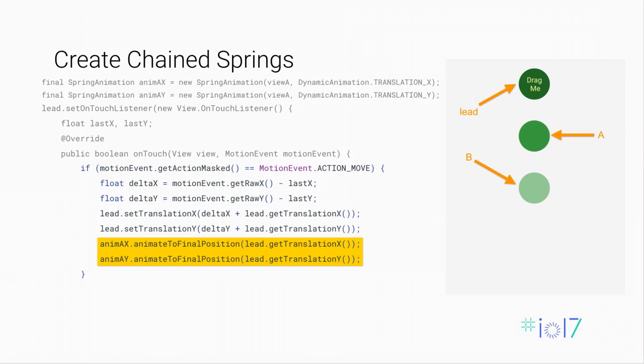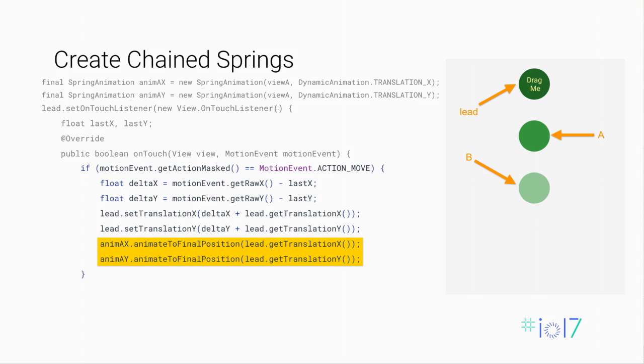And here we're going to use a method called animate to final position. And we haven't seen this method before. It acts one of two ways. If the animation is not yet started, this method would set the final position for the animation and start the animation. If the animation is already started, is already running, then this method would just update the final position for the animation.